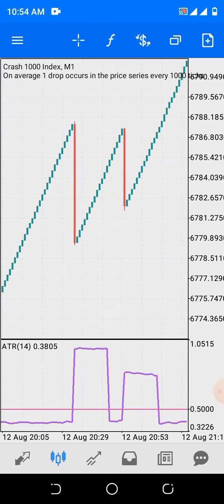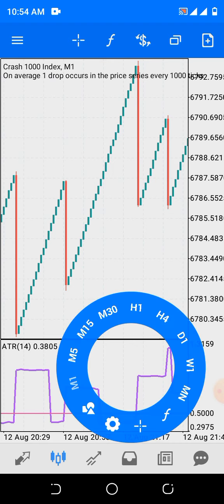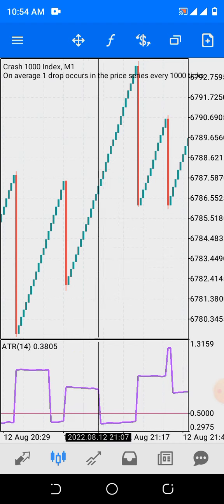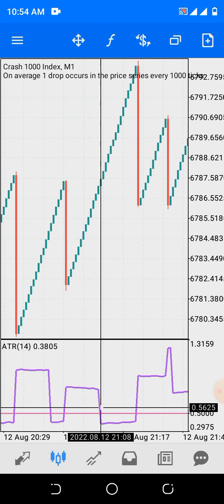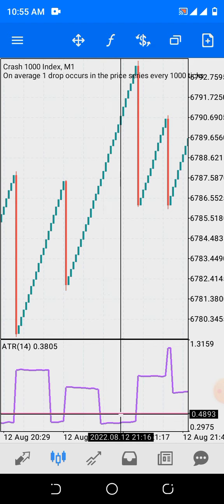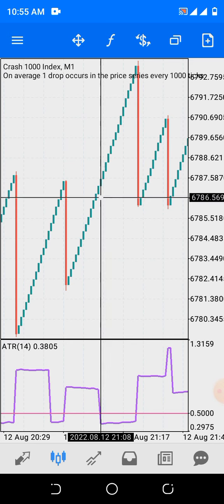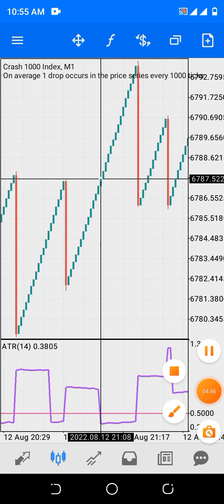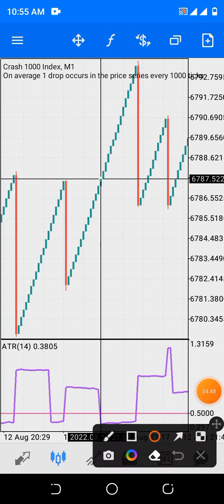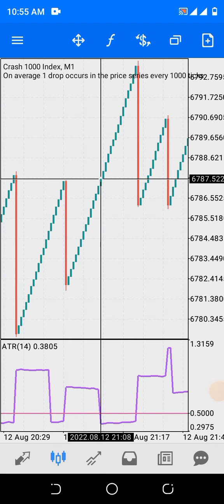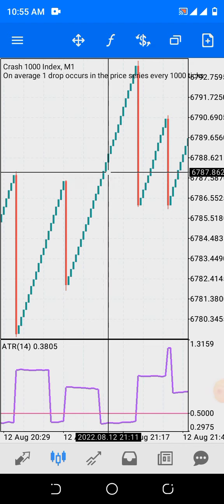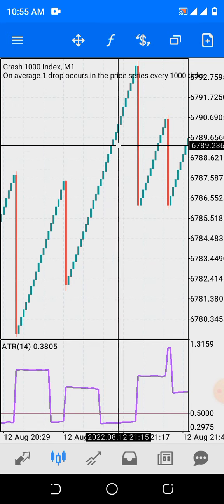So here is another one. Once the purple line crosses this pink horizontal line, you take your buy position here. Then you count 5 green candles: 1, 2, 3, 4, 5. You take your profit immediately.